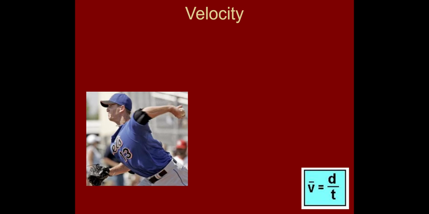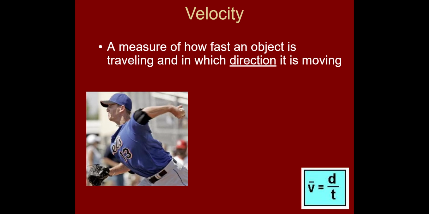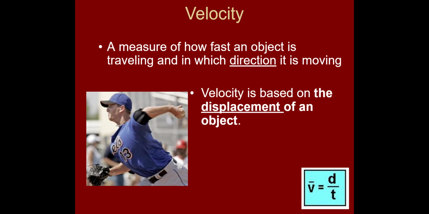Velocity, on the other hand, is a vector measurement. Remember, speed is a scalar measurement, and speed only gives us the magnitude, which is basically how fast we travel, whereas velocity is going to give us the direction in which we traveled in addition to how fast we're traveling. Velocity, again, is based on displacement. It's not based on the full path. It's based on the most direct route from start to finish.